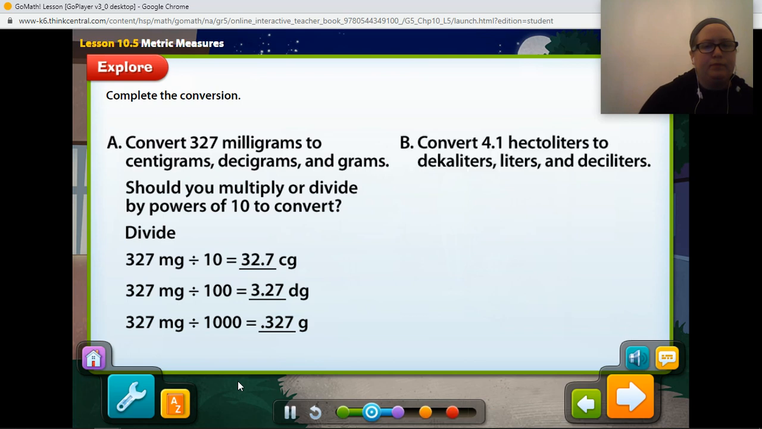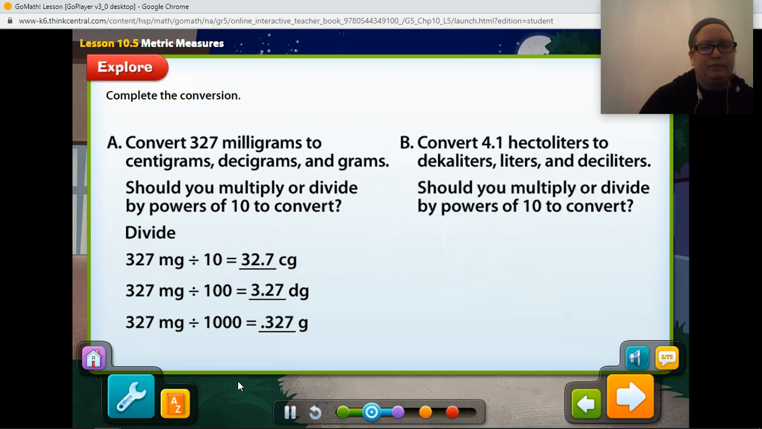Let's try another problem, this time converting from a larger to a smaller unit. Convert 4 1/10 hectoliters to decaliters, liters, and deciliters. Should you multiply or divide by powers of 10 to convert? You should multiply by powers of 10, since hectoliters are greater than each unit. When you multiply units, remember that for each power of 10, you need to move the decimal point to the right the same number of places.